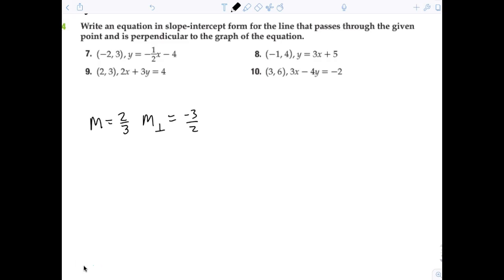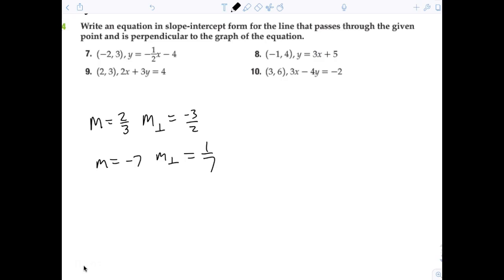Whenever you have perpendicular lines, you find what the slope is. The slope of the perpendicular line will be the negative reciprocal. So 2/3, reciprocal is 3/2. If it's positive here, it's going to be what? Negative over here. Now let's say the slope was negative 7. The slope of the perpendicular would be? 1/7. That is correct.